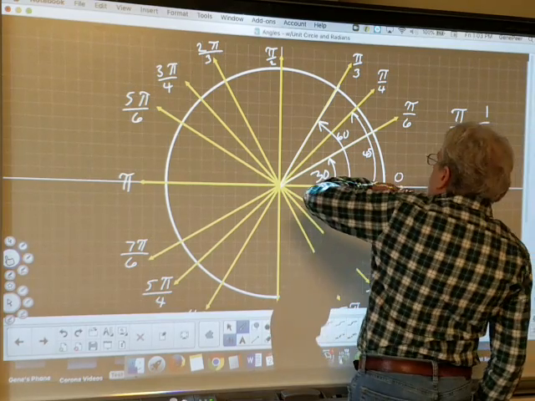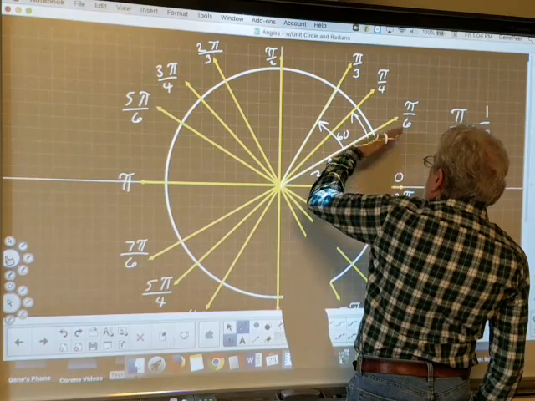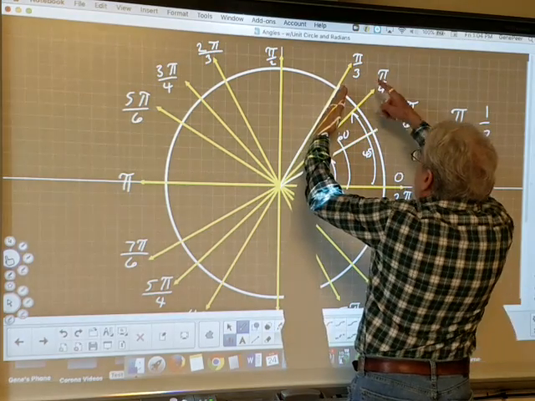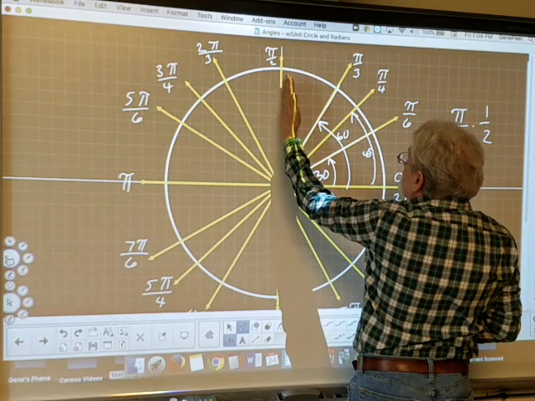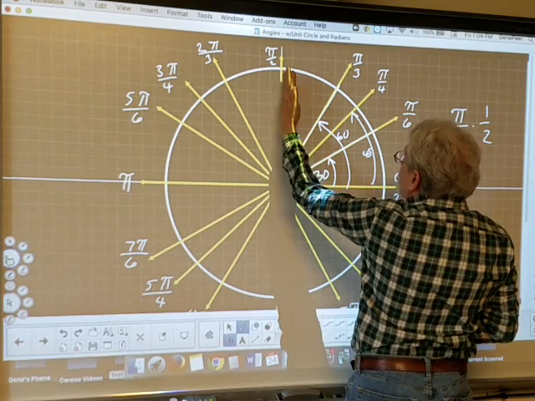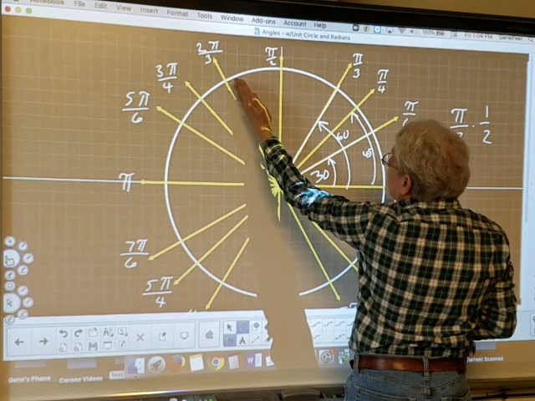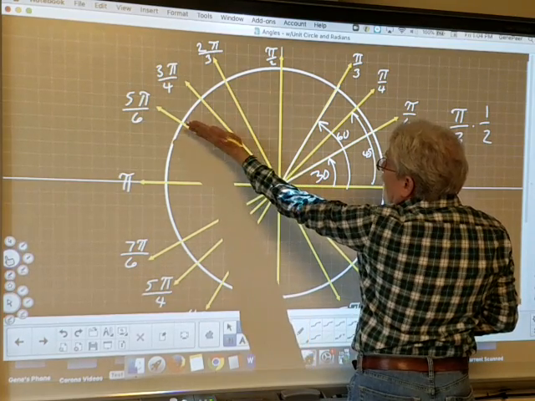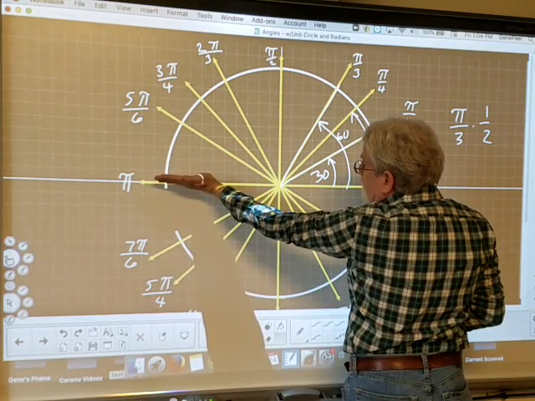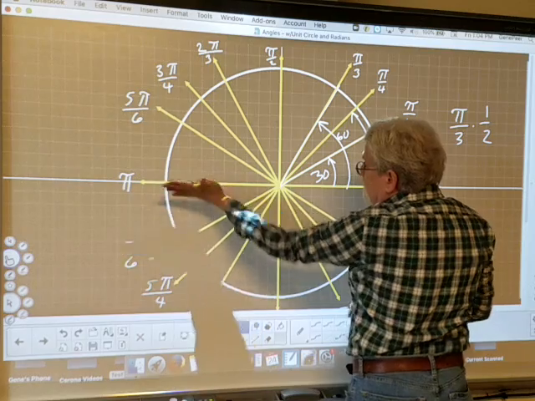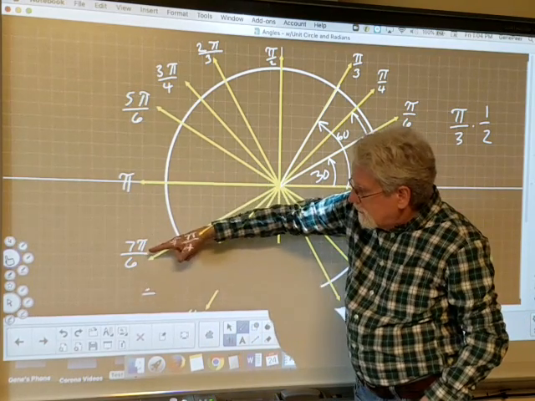Once you have pi over 6, we can start counting by sixths. 1/6, 2/6, 2/6 is 1/3, 3/6, 3/6 is 1/2, 4/6, reduce 4/6, you get 2/3, 5/6, can't reduce that, and 6/6, better known as 1 pi. And then keep counting. From 6/6 we have 7/6.